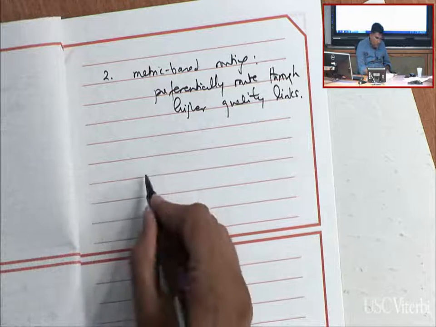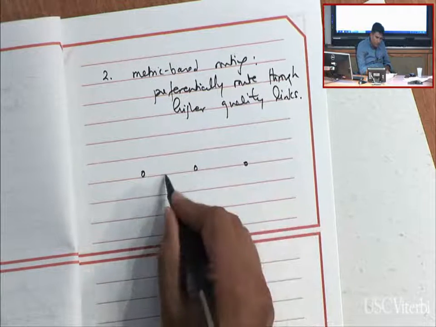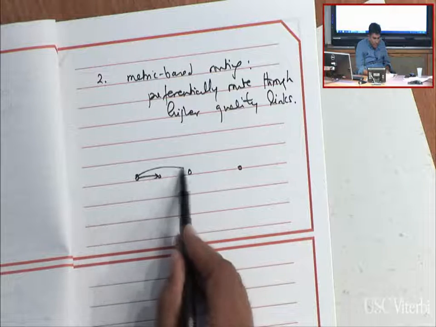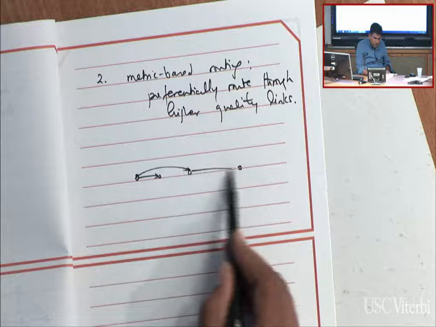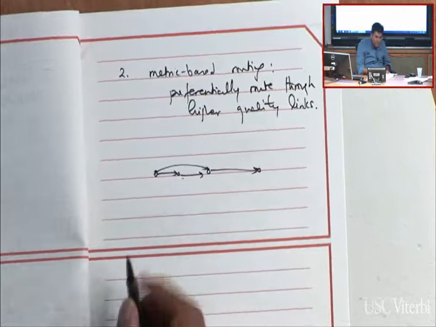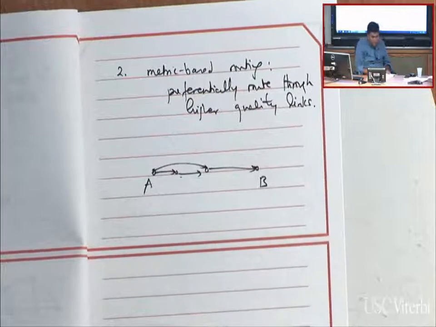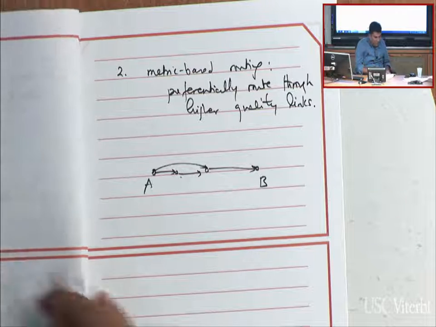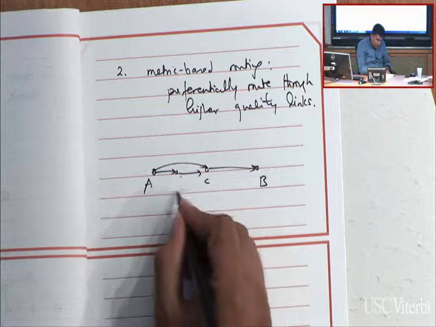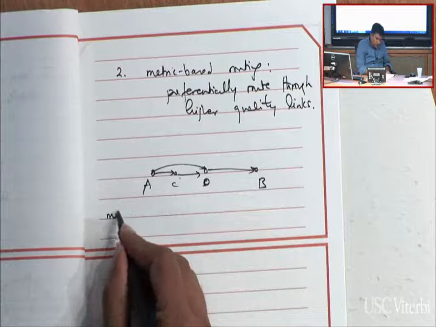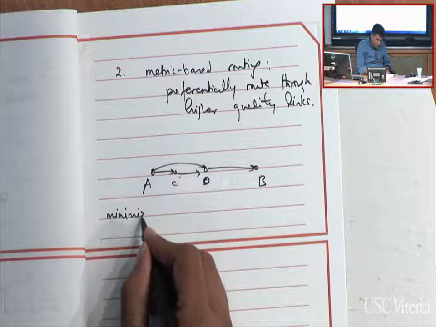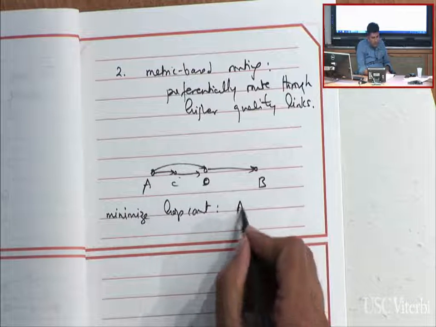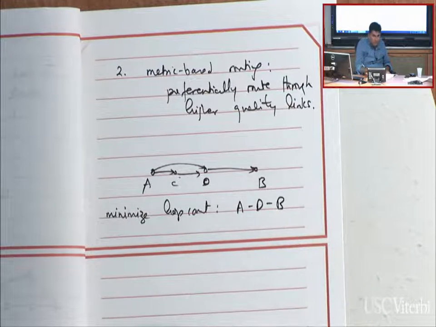So to give you the context for this problem, consider these 4 nodes, and all of these links are available to me. I want to route my data from A to B. Now, in traditional wired networks, often the metric of interest for routing is to minimize hop count. So if I want to find the path that minimizes hop count, I might choose the route A to D, D to B.